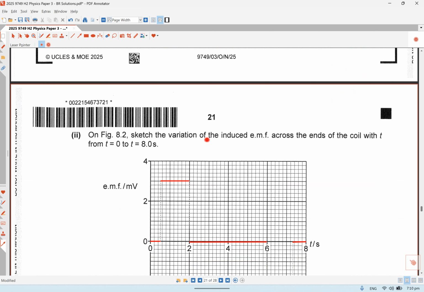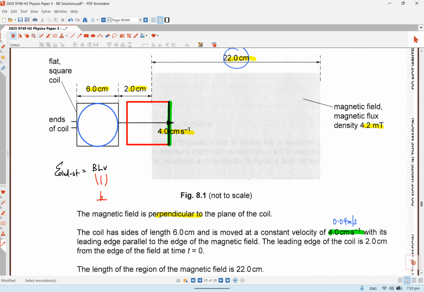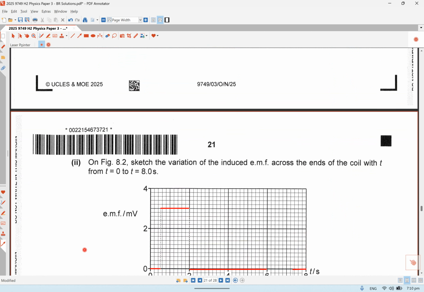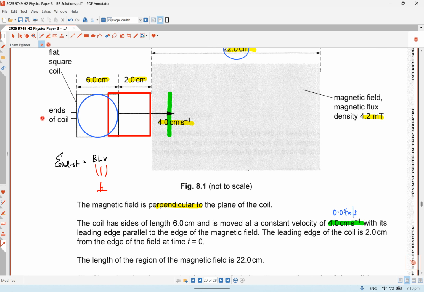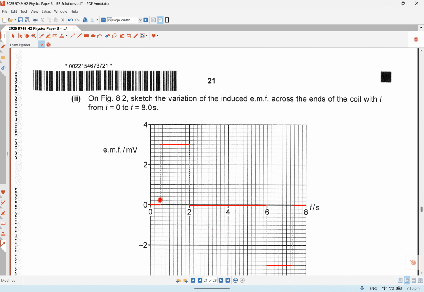Now, here they're asking you to sketch the induced EMF from time equals to 0 all the way to time equals to 8. Now, when your square coil haven't entered the field, that means from this point all the way to that point, that will be 0 EMF, as shown by this value. So you already know the speed. The distance is 2 cm. That means the time for you to travel this amount is half a second, which you can see here, half a second. This is 1, that is half.